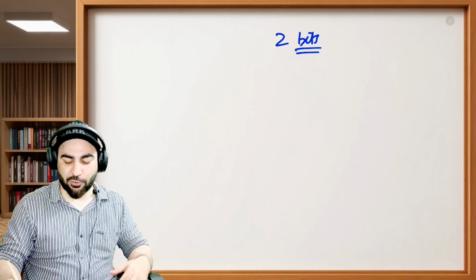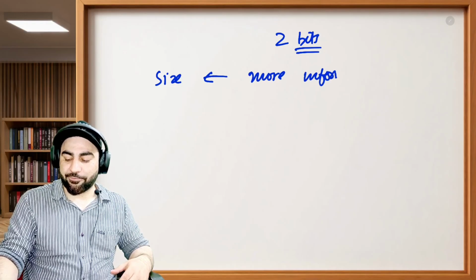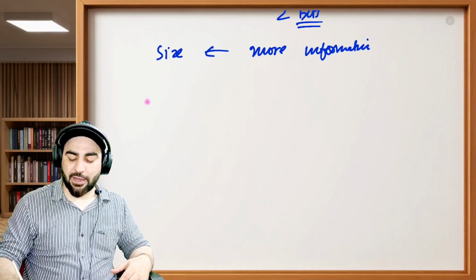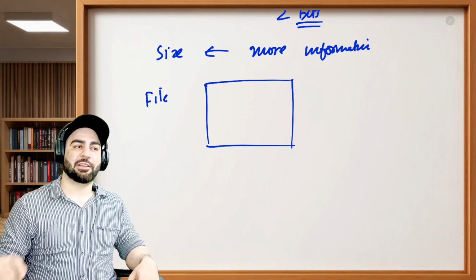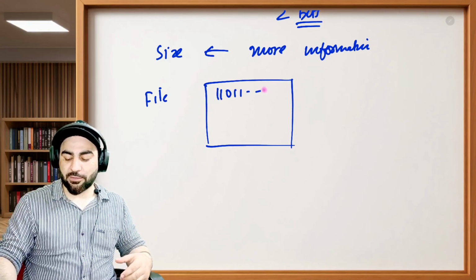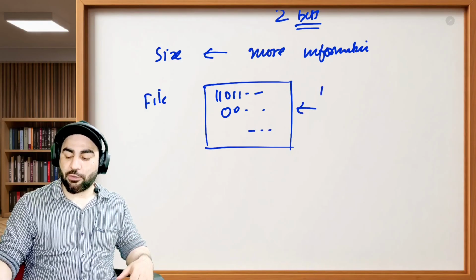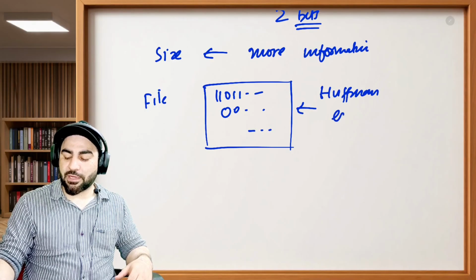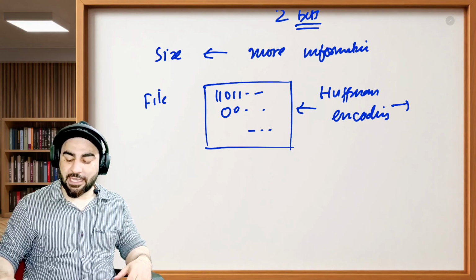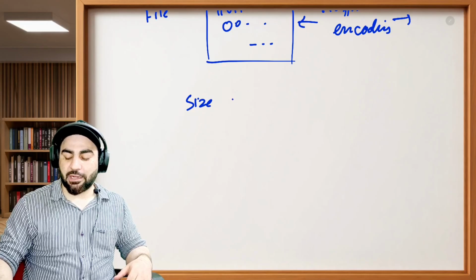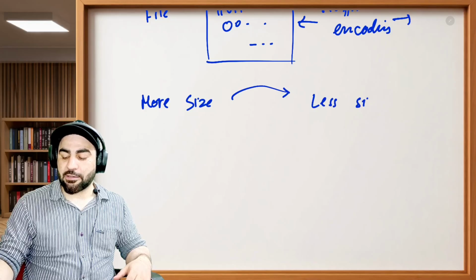If it takes more space, or is of more size, that means it contains more information, loosely speaking. For example, if you have a file in which there are a lot of repeating patterns, because in computer science a file is nothing but a string or pattern of bits, like 11011 or 000, a huge file of bits. If there are a lot of repeating patterns in that, you can use Huffman encoding to compress the file. When you compress the file, the size will be less. But one thing is constant.